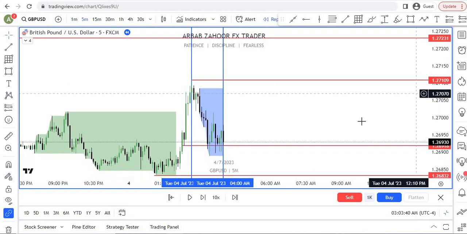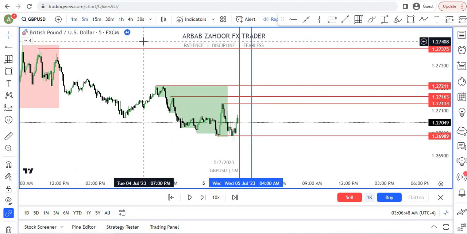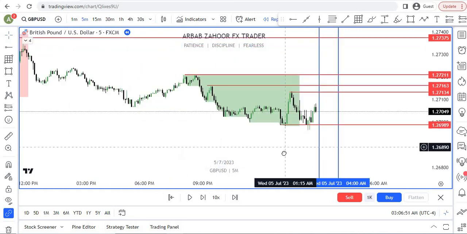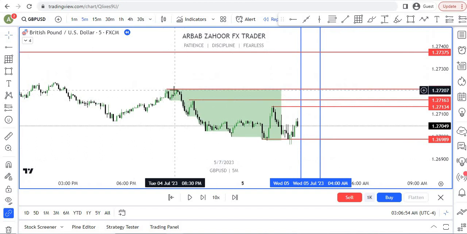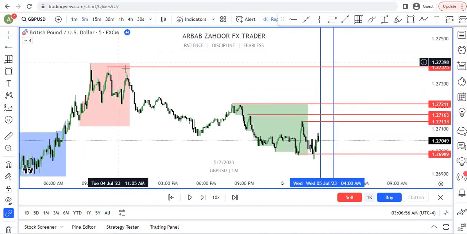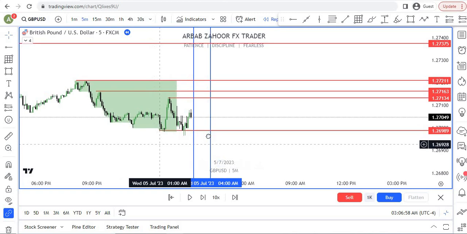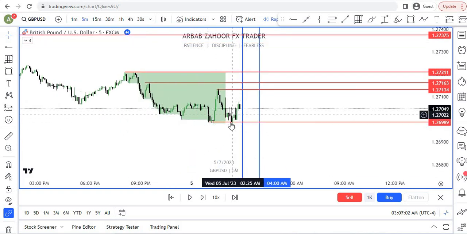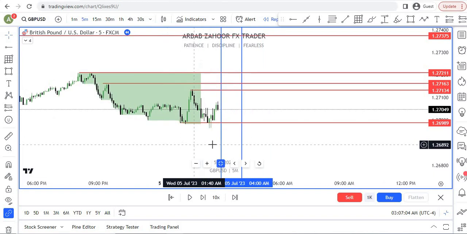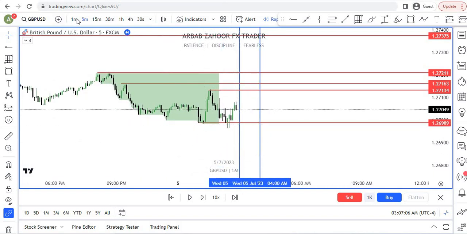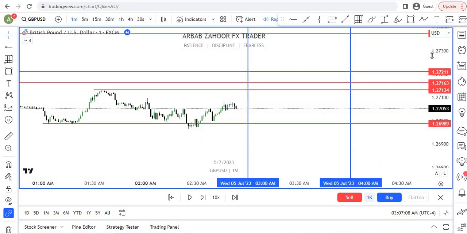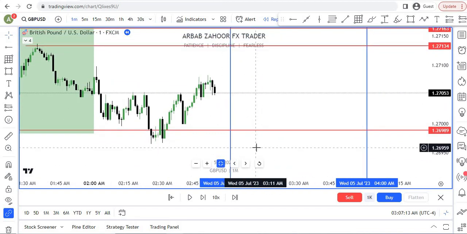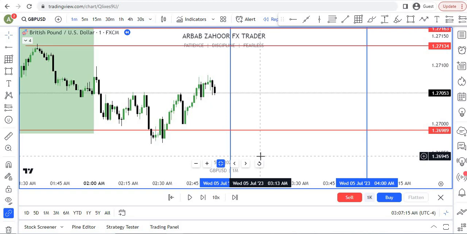Okay, let's jump to the next day. So guys, we are on Wednesday, 5 July. I mark out the Asian high and low and also the previous day high. Here, before our London session, price already took out the liquidity, before 3 a.m. So we will jump to the 1 minute and see any market structure shift with displacement, with the fair value gap and like this.